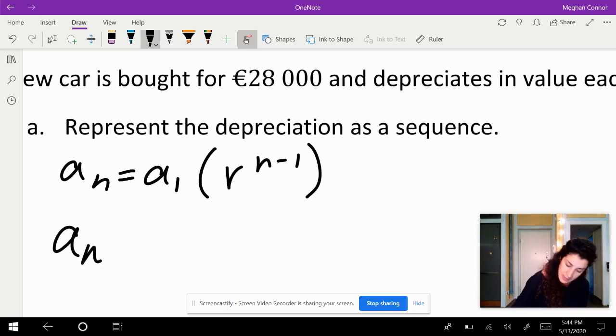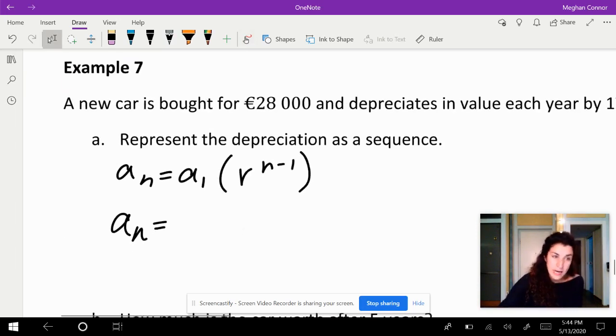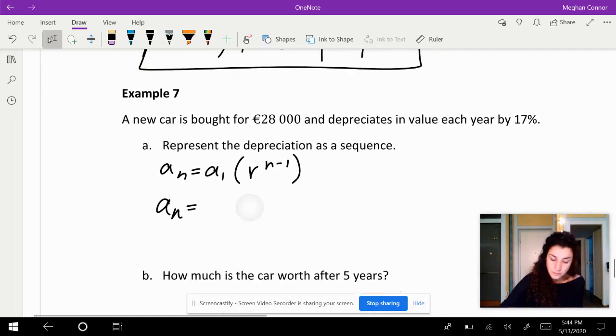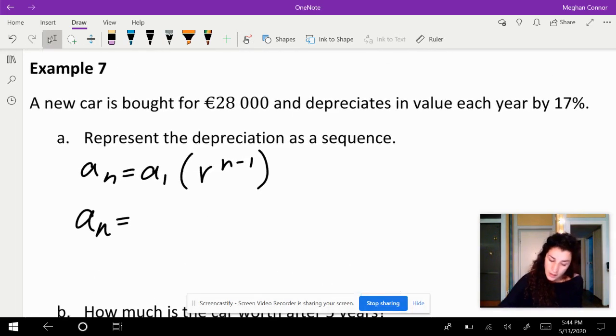So that would be a sub n equals, the initial amount was 28,000 euro. So that means that at the end of the first year, so our a sub 0 is 28,000. So our a sub 1 is going to be 1 year later, which is that 17% decrease. A 17% decrease from 28,000 would be 100% minus 17 is 83%.